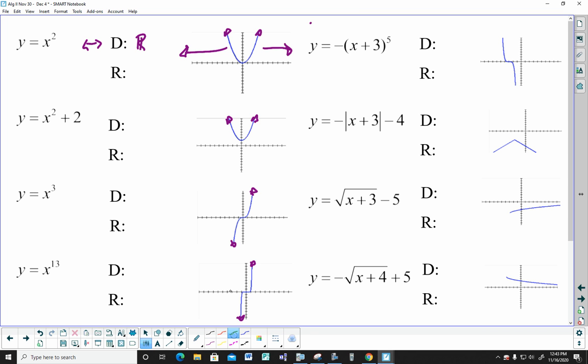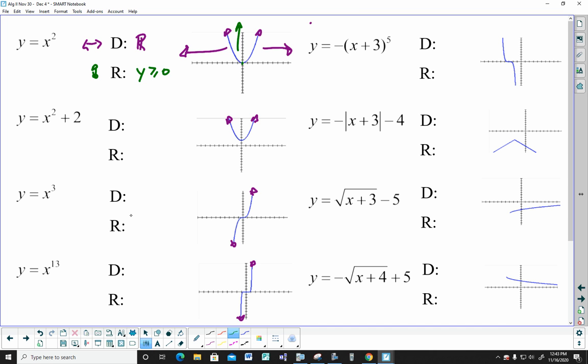Range. Range is your up to down motion. It goes as high as it wants, but it's starting at 0 and goes as high as it wants. So range is y is greater than or equal to 0. Okay?